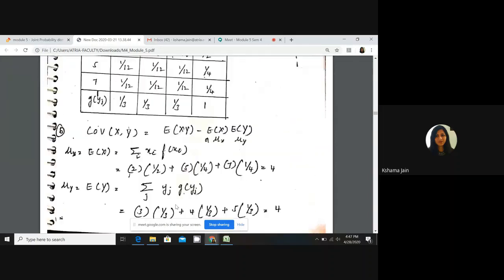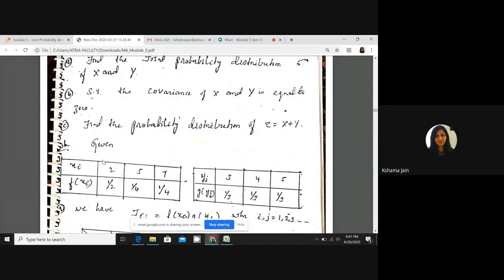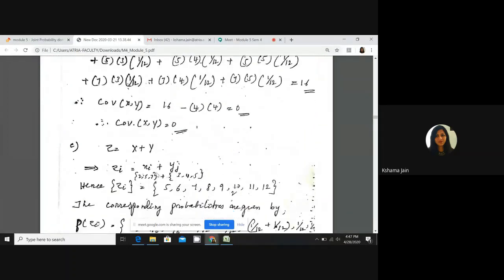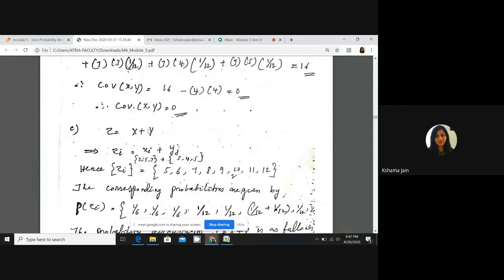After that, the third part of the question was: find the probability distribution of Z equals X plus Y. Here Z equals X plus Y. These are the data. So x_i we know was 2, 5, 7. These are not probabilities, these are the data. Here you see p, g and f are not there. p, f, g represent probability distributions, but these are simple variables.